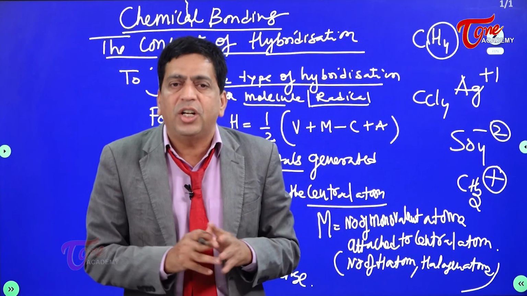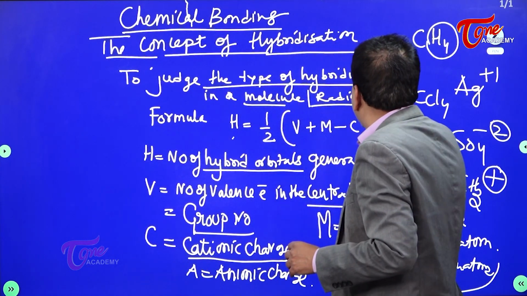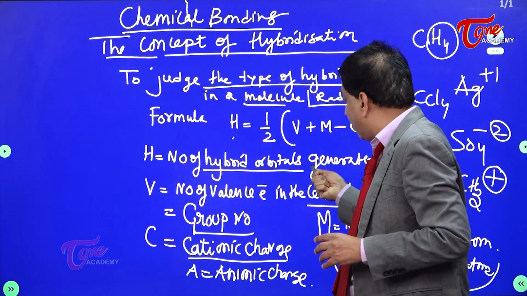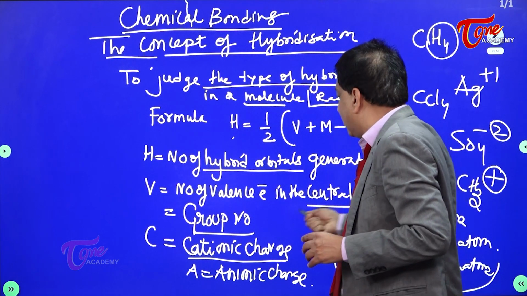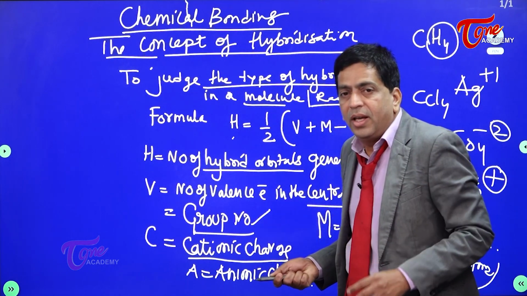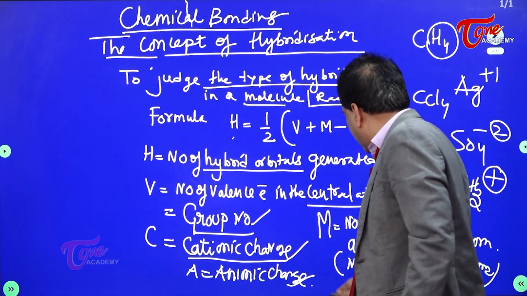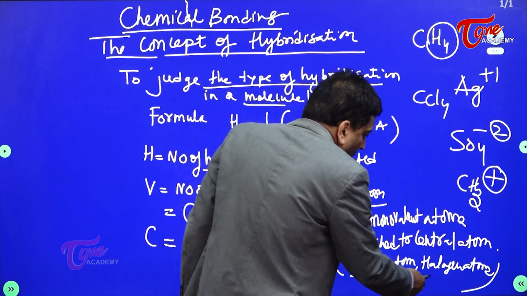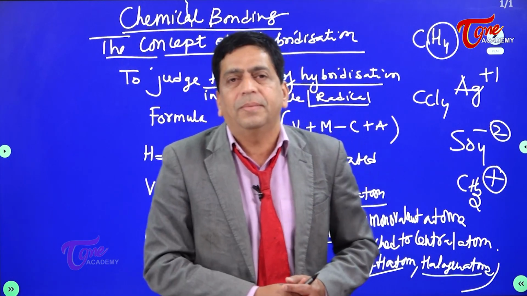But let's stick to the formula first, that I will tell you. H is half into V plus M minus C plus A, where H is the number of hybrid orbitals, V is the number of valence electrons in the central atom, that is nothing but the group number for your easy understanding. C is the cationic charge, A is the anionic charge, M is the number of hydrogen atoms and the number of halogen atoms. You must understand that.